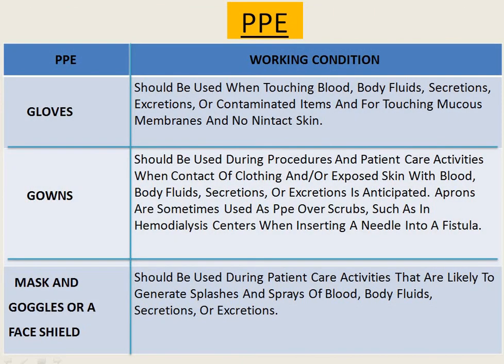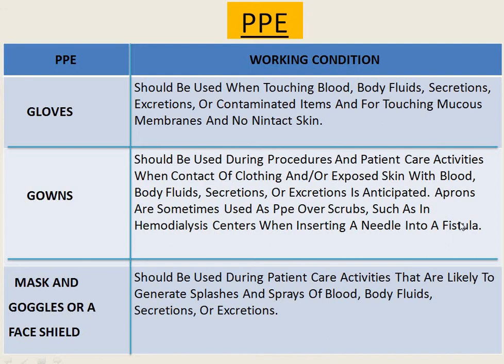Now the PPE. The PPE, as we know, gloves, gowns, mask, goggles or face shield, should be used when we are touching body or blood or body fluids, secretions, excretions or contaminated items, and for touching mucous membranes and non-intact skin. Even gowns should be used for any procedure or patient care activity where you are in contact with the skin or blood or secretions or excretions.